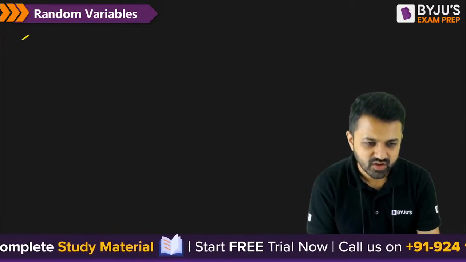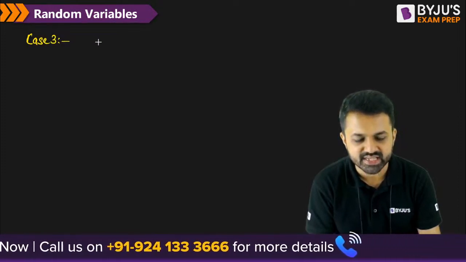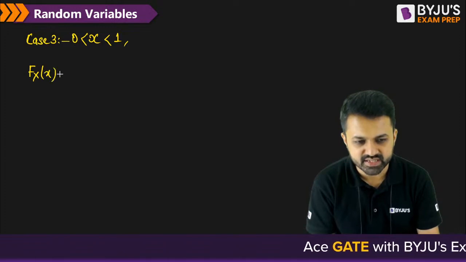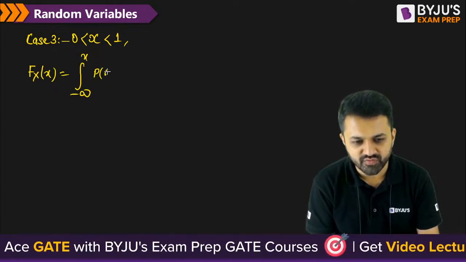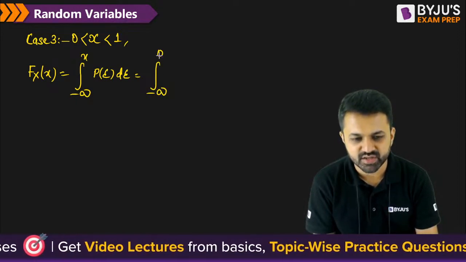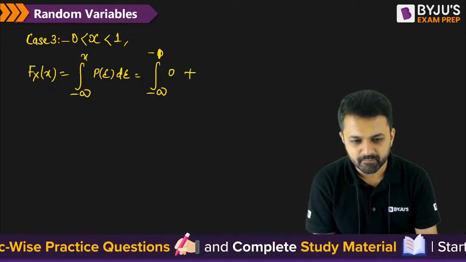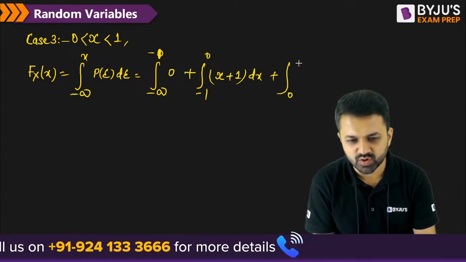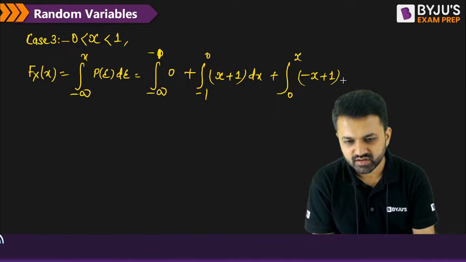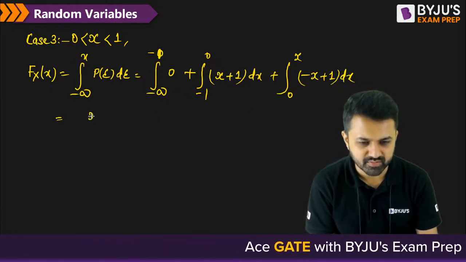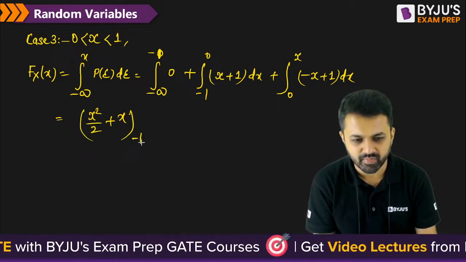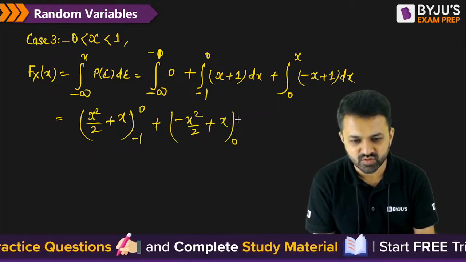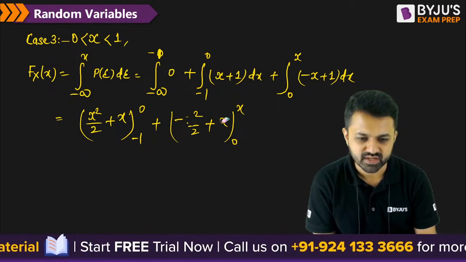Similarly, you can calculate for case 3, when x is lying between 0 to 1. Then this is F_X(x), the integral from minus infinity to x of p(epsilon) d epsilon. You will break the limit: minus infinity to -1, it was 0, plus -1 to 0, it is epsilon plus 1, and from 0 to x, it is minus epsilon plus 1, d epsilon. So it is nothing but epsilon square by 2 plus epsilon, limit from -1 to 0, plus minus epsilon square divided by 2 plus epsilon, limit from 0 to x. You can write epsilon for the change of variable.